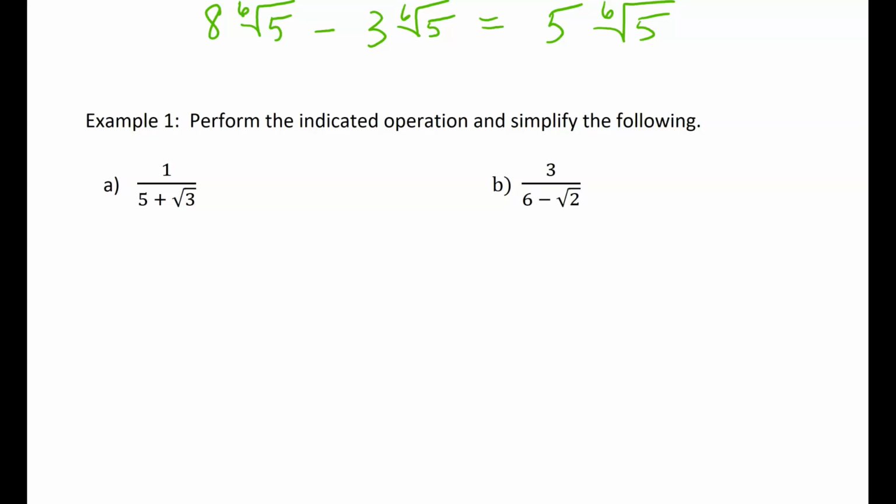So I look at A, I've got 1 over 5 plus square root of 3, and we're like, well, what kind of operation is there to do? Well, what's the rule we said about it? You can't have a square root on the bottom. Cannot have a radical in the denominator. So we have to undo that. What's different now is it's not being multiplied by something. There's a term being added to it. And so this is where that radical conjugate comes into play.